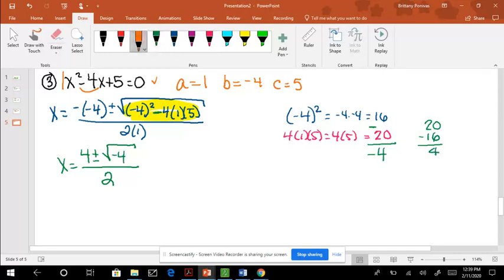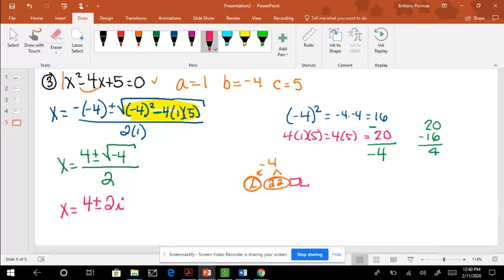Your next step is to reduce the radical. So we have to tree negative 4. It's a negative number, so an i is going to come out front. 4 is 2 and 2. 4 is a perfect square, so you could have automatically just pulled out 2i and not done the tree. So this simplifies to be 4 plus or minus 2i. There's nothing left over when you tree 4, so there's nothing left underneath the radical. That will happen if you have a perfect square underneath the radical. And then 2 is going to be your denominator.